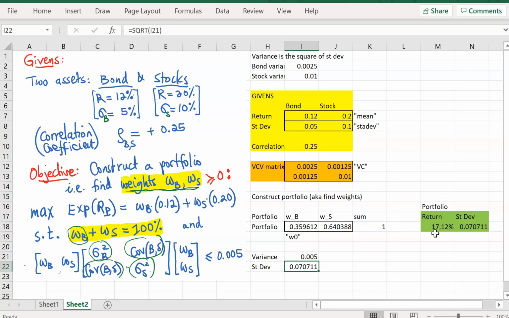So in the next exercise, I will be solving a problem with 3 assets using Excel. Hope to see you guys in that problem.